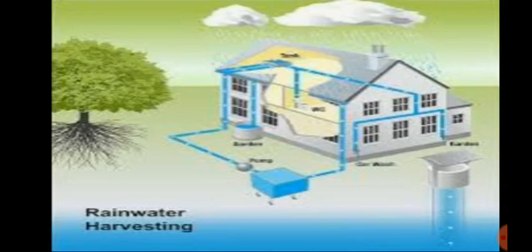Rainwater harvesting is a method of reuse of rainwater. In this process, rainwater is collected from rooftops of buildings with the help of pipes and stored in tanks. It is then filtered and sent to bore wells. This water can be used for watering plants in gardens and irrigating fields.